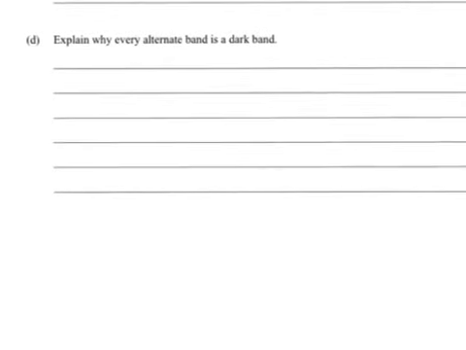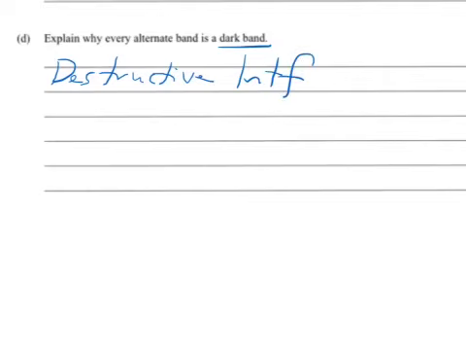D, explain why every alternate band is a dark band. Ooh, this is a goodie. So we're explaining why every alternate band is a dark band, and this is an excellence question as well. Where do you start? So the dark bands are points where the two waves are interacting and cancelling out. So we would call that destructive interference. Destructive interference. That's my short for interference. And we would call these nodal lines. Just to throw in a bit of terminology, because examiners like that, and it's also good to know what different people talk about.